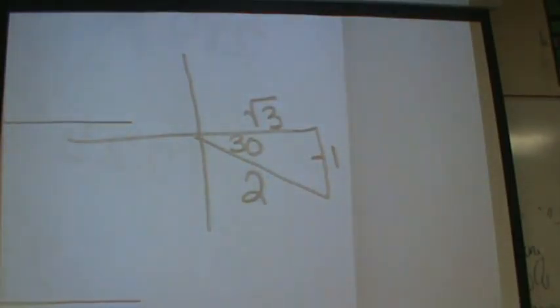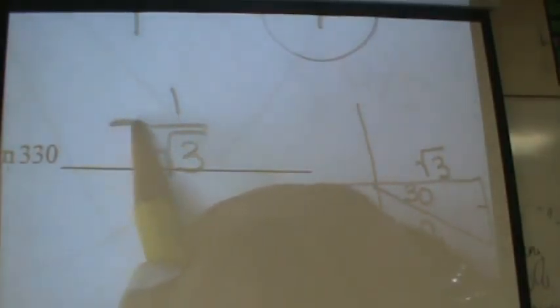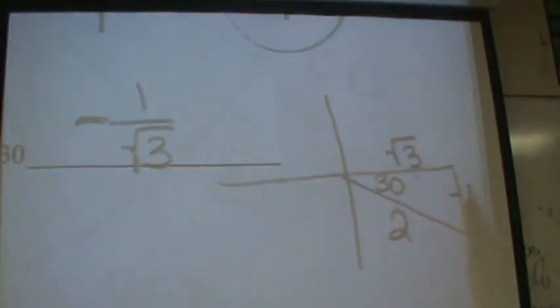Next one, tangent of 330. Where is 330 degrees? It's a 30 degree in quadrant 4. Name your sides. 30 degrees in quadrant 4. This side is going to be negative 1, 2, root 3. So tangent is opposite over adjacent.